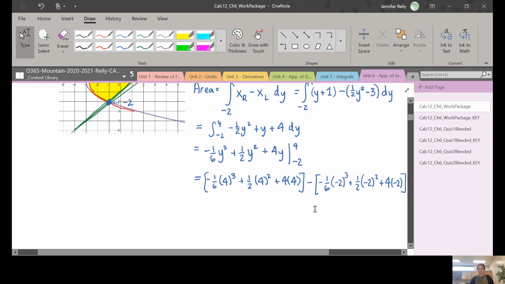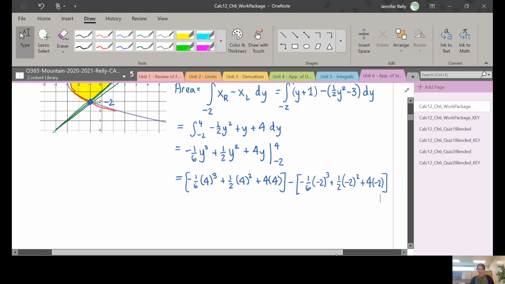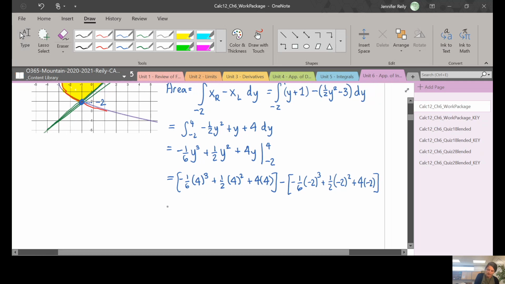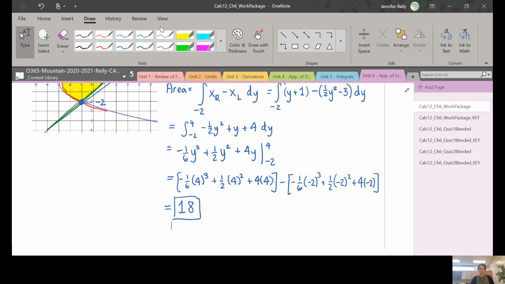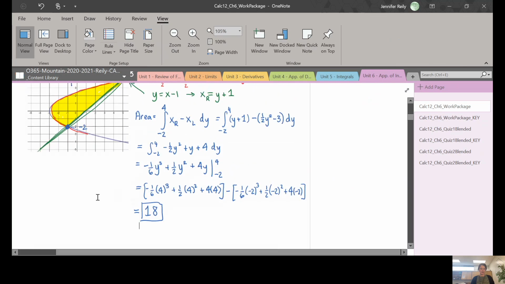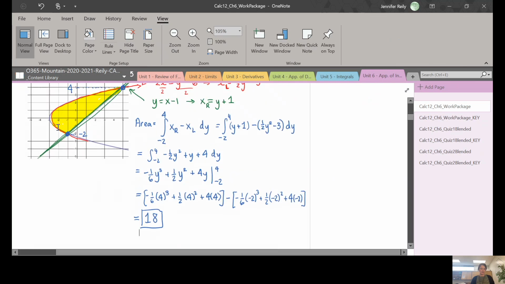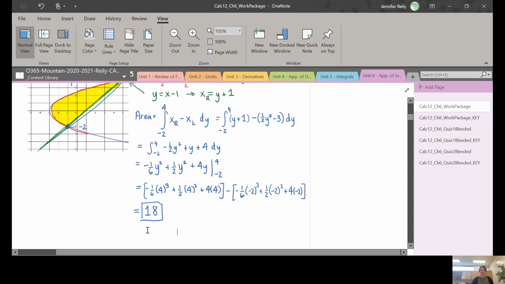Okay, so you can plug all that into your calculator. It's good practice because you're going to be doing these and you don't want to make mistakes. But I'm not going to do that in front of you. You can just believe me, it equals exactly 18. Okay, so I think that's kind of cool, this random area with this curvy line has an area of exactly 18.